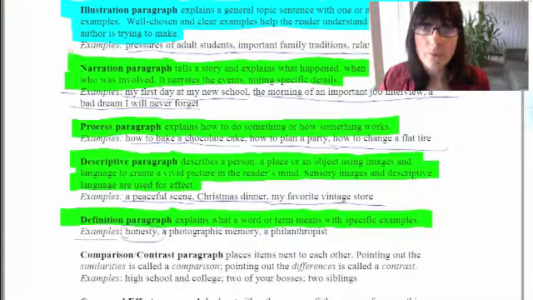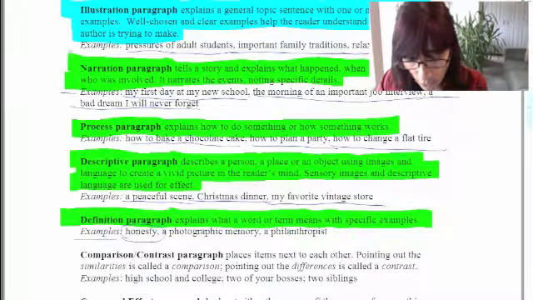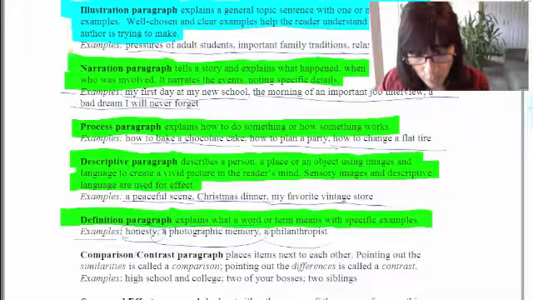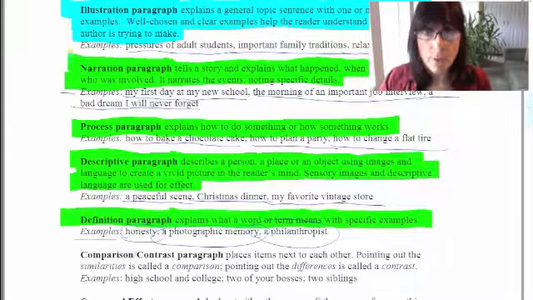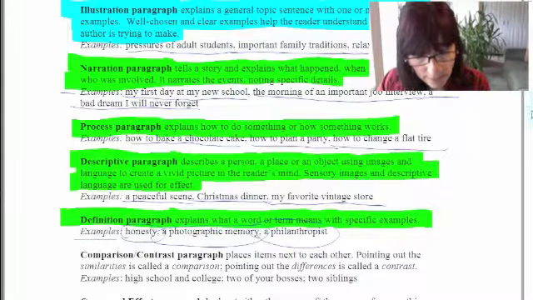You would define the word honesty and then explain what honesty means to you. Or another one would be, what's a photographic memory? Define what that means and give examples. Or what's a philanthropist? You could write a paragraph on what it means to be a philanthropist, starting with a definition and then giving examples.